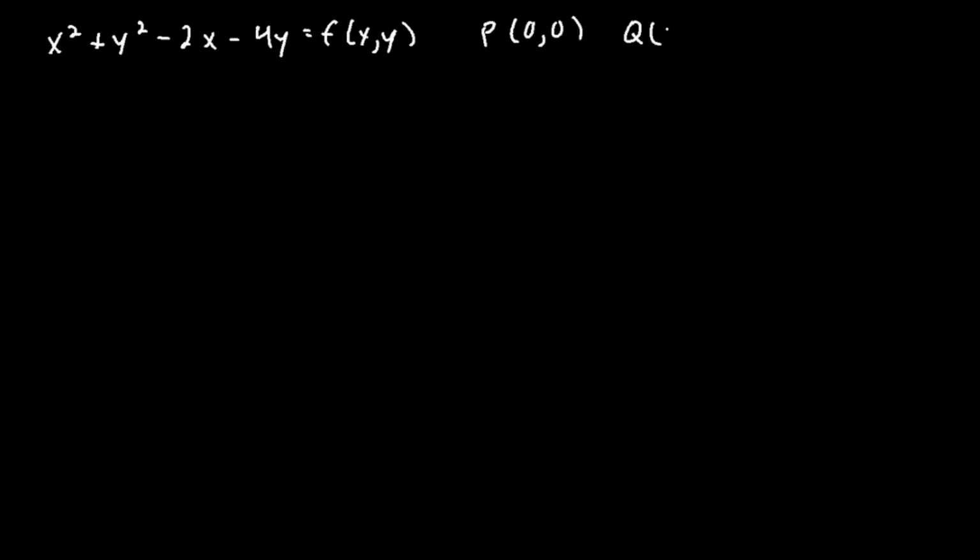So our first function will be x squared plus y squared minus 2x minus 4y. And this is our function. And our function is bounded by the points 0, 0, point q, 0, 3, and point r, 3, 0. What does this look like? Well, this will just look like a triangle. This is point 0, 0, this is point 0, 3, and this is point 3, 0.